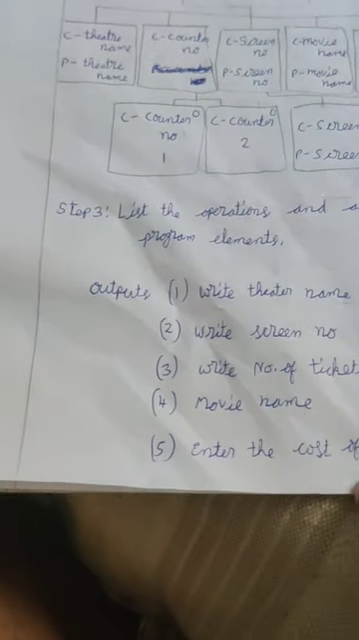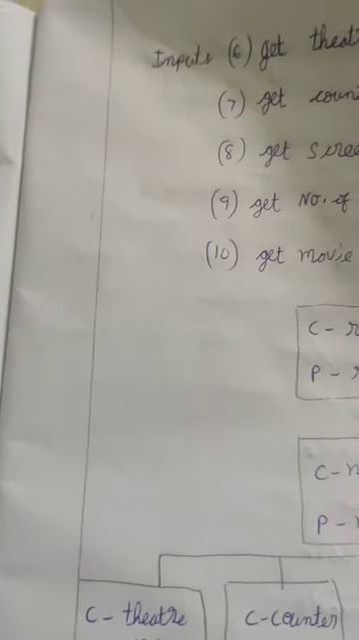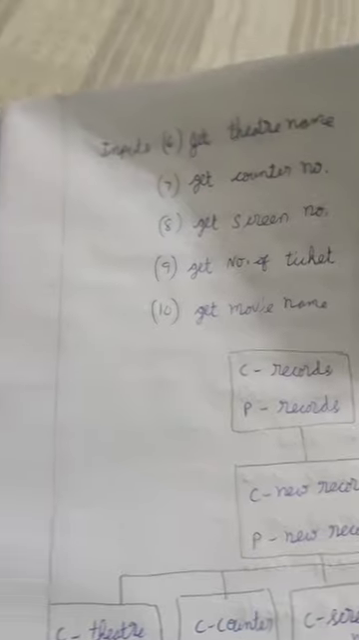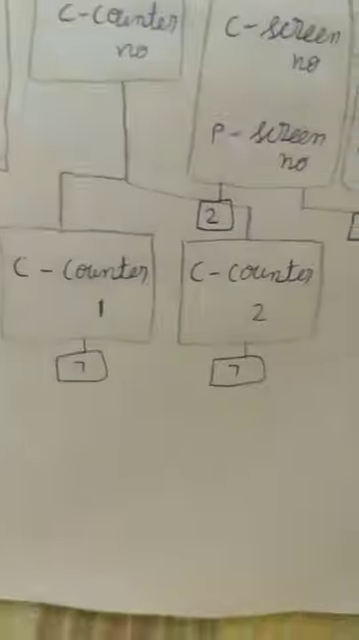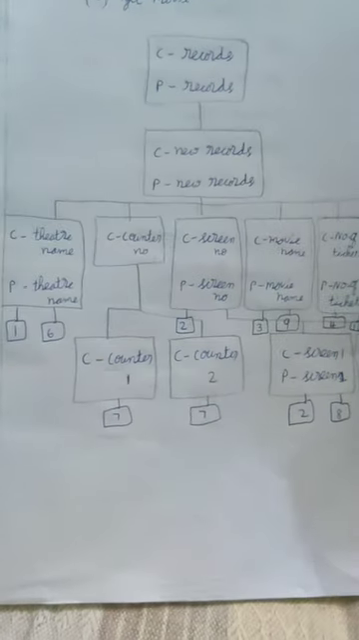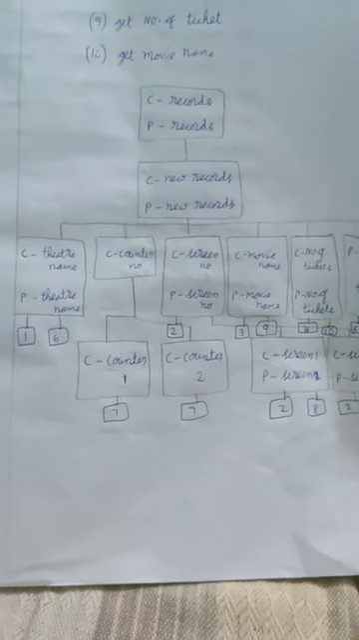When we write the output structure diagram, it has the theater name, screen number, number of tickets, movie name, and cost of the tickets. The input has the theater name as well as counter number, screen number, number of tickets, and movie name. We have to give a sequence number to our structured diagram.